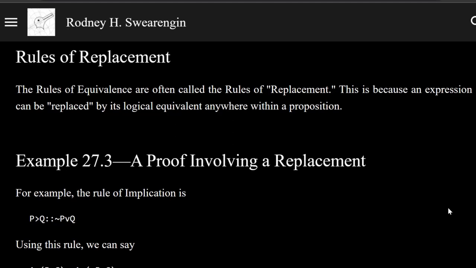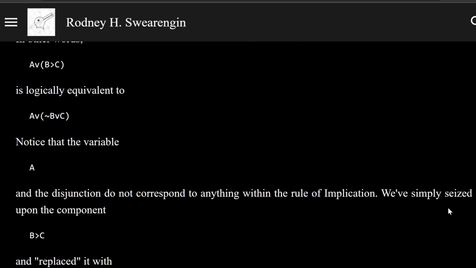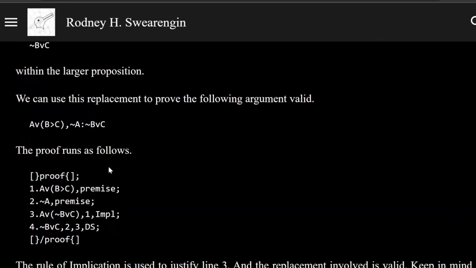So you can take just a piece, just a component of a complex proposition. If it matches the patterns found in our rules of equivalence, we can just replace it with its equivalent, no matter how much it's embedded within the structure of a complex proposition. This is very handy. So we might have an example like this.